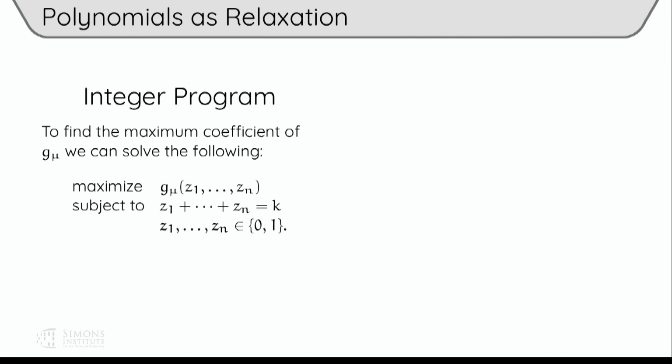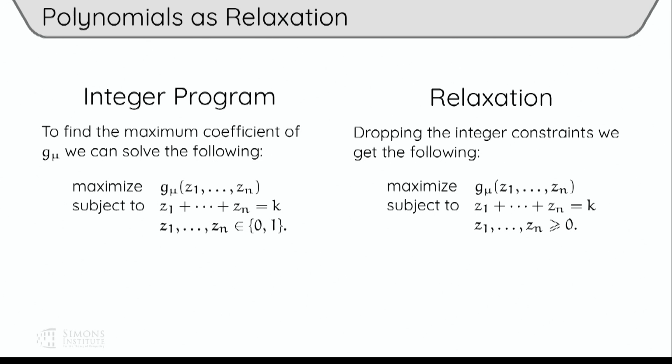If you want to find the maximum coefficient of this polynomial, here is an integer program you can write that solves the problem for you. You plug in 0, 1 numbers for the variables in the polynomial, and you make sure that exactly k of these variables are 1, and the value of the polynomial at this point gives you the coefficient of those k variables. As is usual in approximation algorithms, we're going to relax this to a non-integer program. We drop the constraint that these are 0, 1 variables. Instead, we just make sure that these are positive numbers. This is essentially what Nikolov has also done.